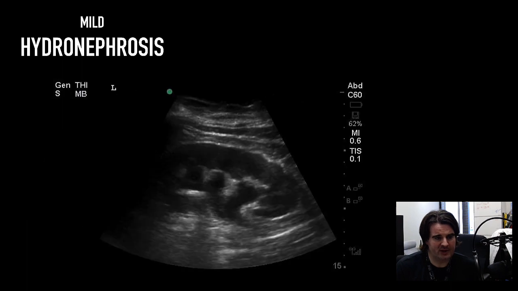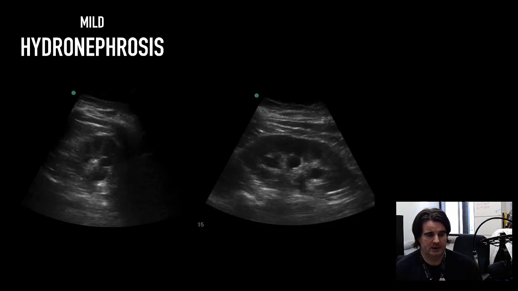Just some more examples here of mild hydronephrosis. Again, we see enlargement, but really there's solid corticomedullary differentiation. The cortex and medulla look preserved, but certainly there is some dilatation of the renal pelvis.